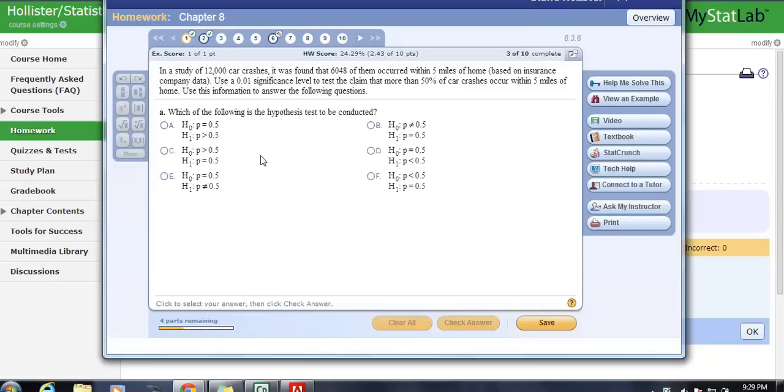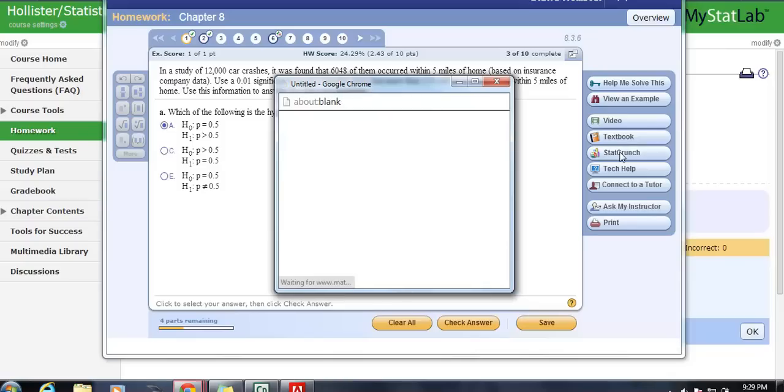In a study of 12,000 car crashes, it was found that 6,048 of them occurred within 5 miles of home. Use a 0.01 significance level to test the claim that more than 50% of them occurred within 5 miles from home. Remember that your null hypothesis is always equality. In this particular case, the claim is that it's more than 50%. You're going to need this bit of information as you begin working in StatCrunch.